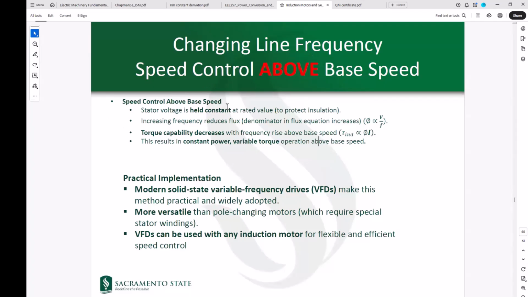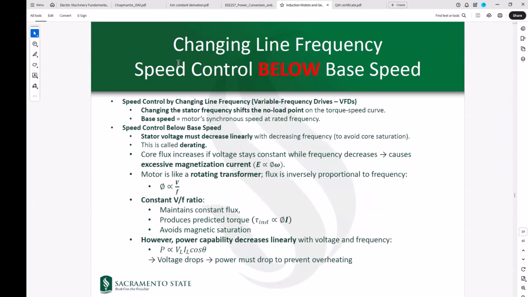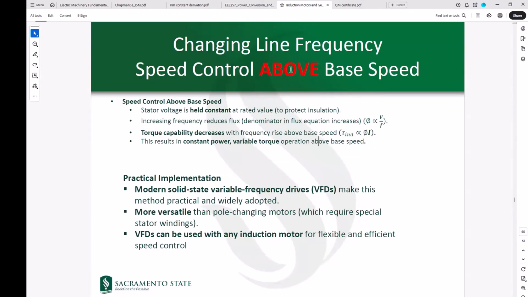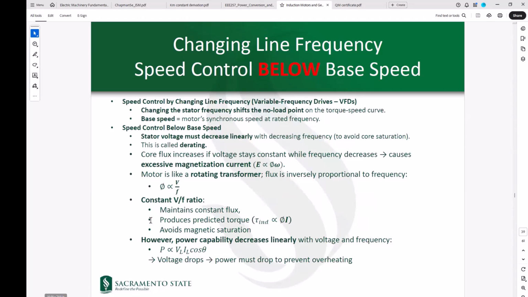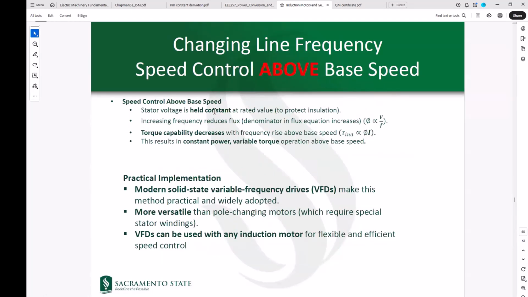So overall, these are the conditions for below the base speed as you're changing the frequency or lowering the frequency. When you're increasing the frequency above the base speed, then you should be working based on constant voltage. So here, below the base speed, we have constant V/F ratio. Above the base speed, we have constant voltage.